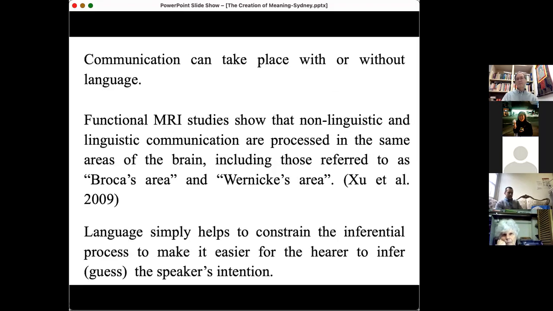Now, communication can take place with or without language, as I showed, and functional MRI studies show that non-linguistic and linguistic communication are processed in the same areas of the brain, including those areas referred to as Broca's areas and Wernicke's areas, which have been thought to be related to language, but they're really more generally related to meaning creation. Language simply helps to constrain the inferential process to make it easier for the hearer to infer the speaker's intention.